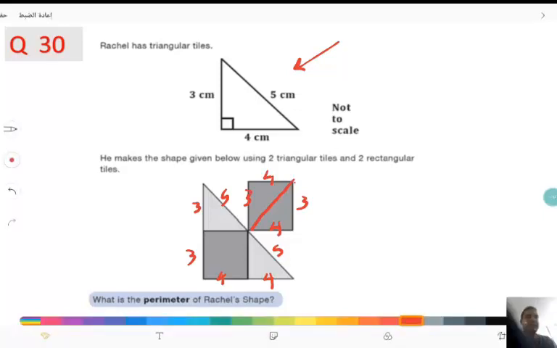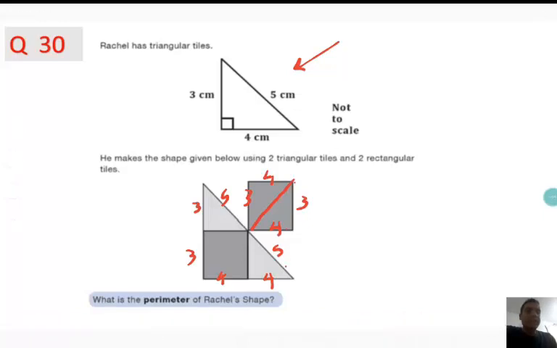Then we can find the perimeter of this shape by adding all the sides together: 3 plus 3 plus 4 plus 4 plus 5 plus 4 plus 3 plus 4 plus 3 plus 5, which is finally 38 centimeters.